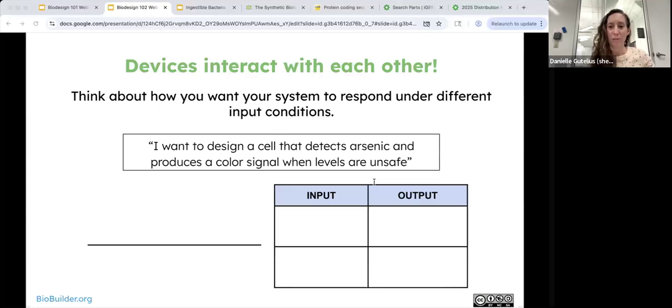So to help visualize what devices and eventually parts you might need, it's important for you to think about how you want your system to respond under different input conditions. Here in our example, we want a cell that detects arsenic and produces a color signal when arsenic levels are unsafe. So that's our example here. It's a biosensor. This is a very basic example where you're detecting one input and you're measuring one output.